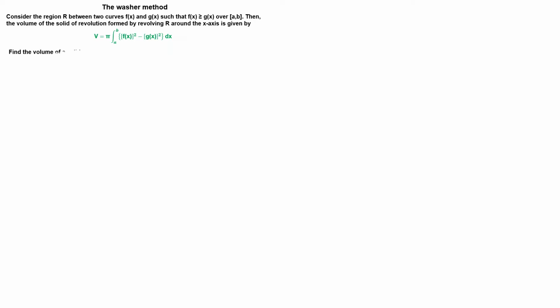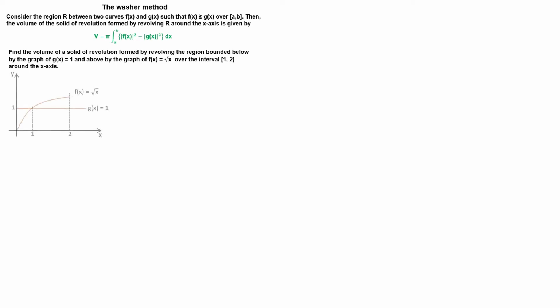Find the volume of a solid of revolution formed by revolving the region bounded below by the graph of g of x and above by the graph of f of x for an interval in x from x equals 1 to x equals 2 around the x-axis. Revolving the region about the x-axis generates a solid of revolution with a cavity in the middle. Look at the figure. This illustration clearly shows what is happening.